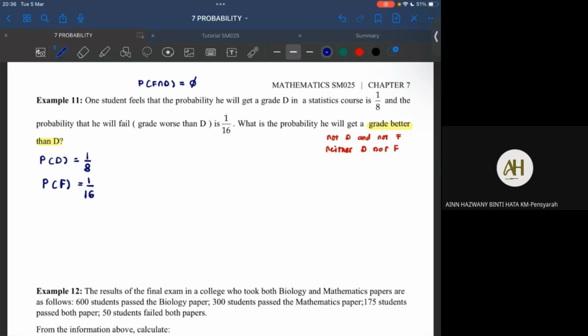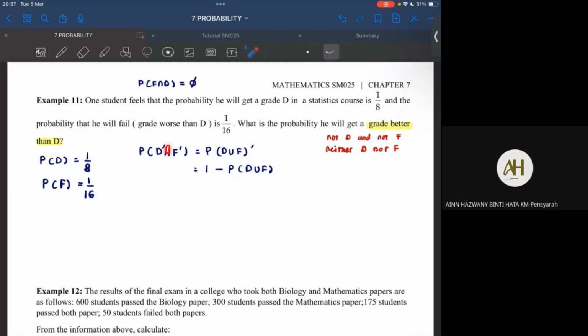Sekarang betul-betul nak tulis dalam bentuk matematik. So P neither D nor F itu ialah P D prime intersect F prime. Okay, not D, not F, intersect. Ini je tak boleh dapat. Kita kena tukarkan dulu menggunakan De Morgan rule. So yang not itu duduk dekat luar. So intersect dekat situ akan jadi union. Masih lagi tak boleh selesaikan. Kita nak prime yang tidak untuk kedua-duanya. So kita kena tolak 1 minus P D union F.